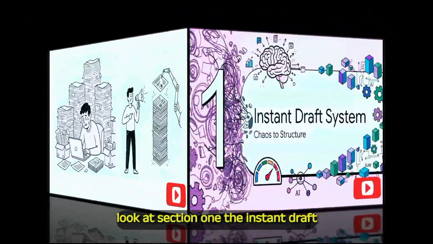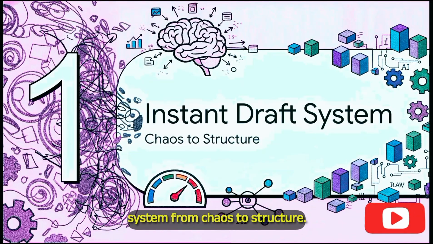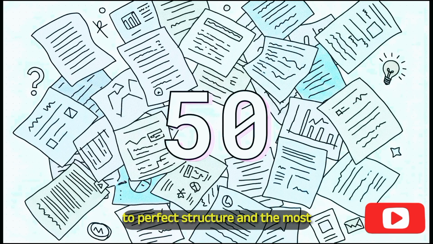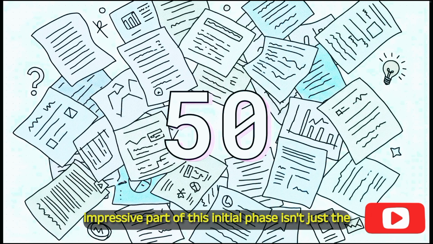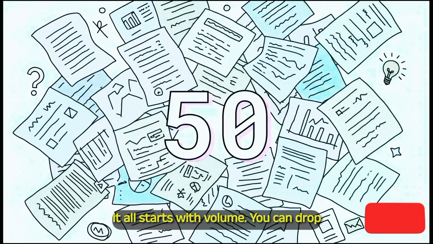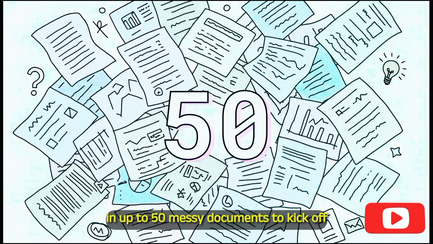Let's look at Section 1, the Instant Draft System, from chaos to structure. This is where we move from pure chaos to perfect structure. And the most impressive part of this initial phase isn't just the speed, it's the massive capacity of information the AI can ingest at once. It all starts with volume. You can drop in up to 50 messy documents to kick off this instant execution.